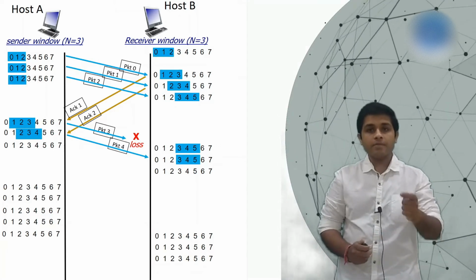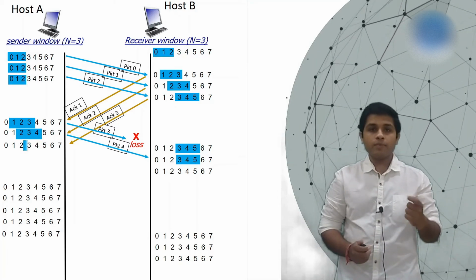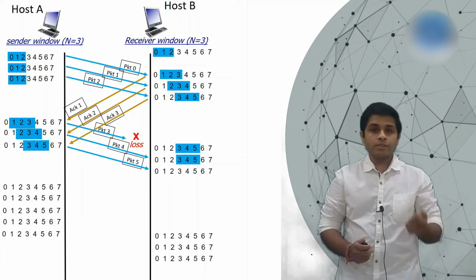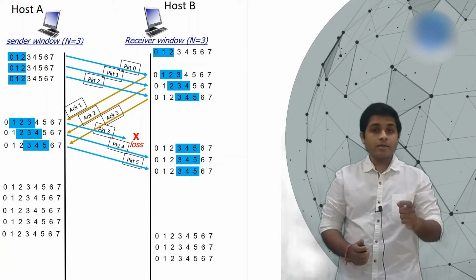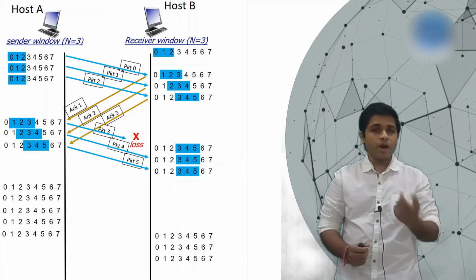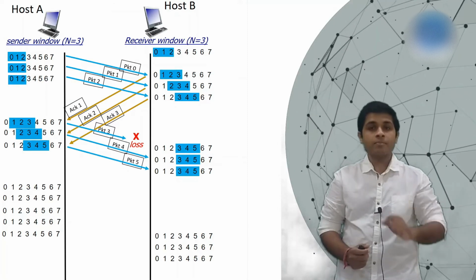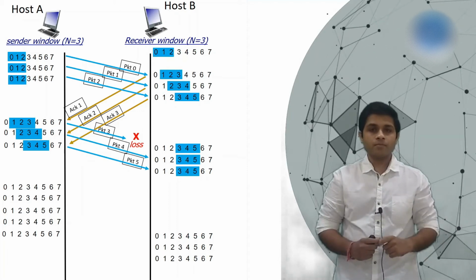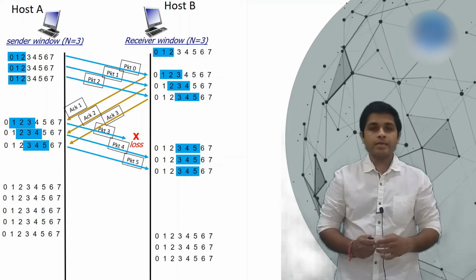After some time, A will get the acknowledgement for packet 2, which is ACK 3, and the window will slide and A will send the next packet, which is packet 5. Still B has not received packet 3, so the window will not move, but it is getting packet 5. Now packet 5 is out of order, but it is still part of the receiver's frame, so the receiver will accept that packet, it will not discard it.